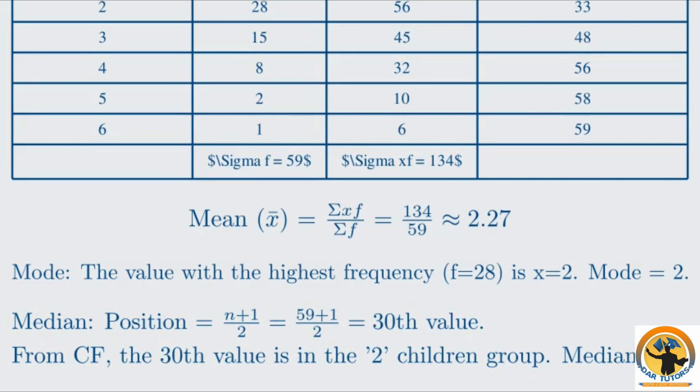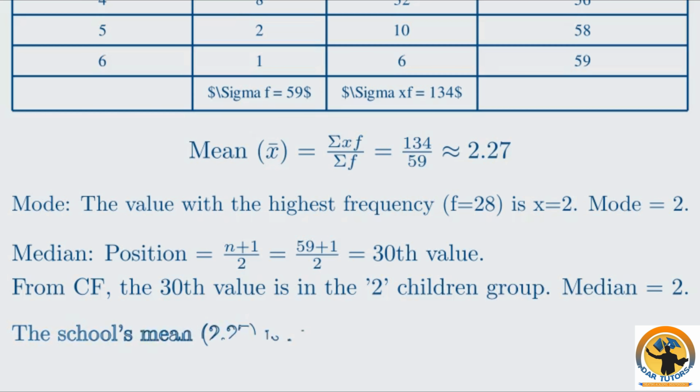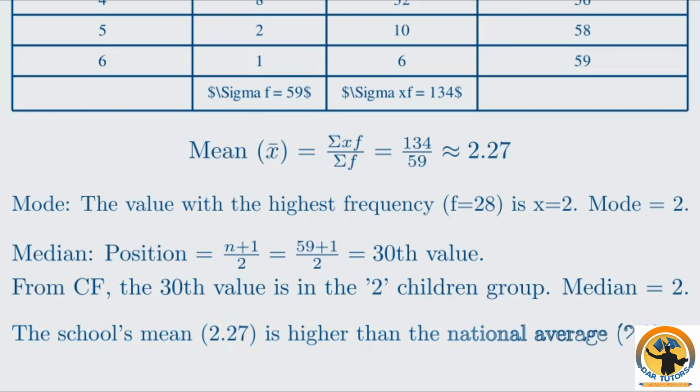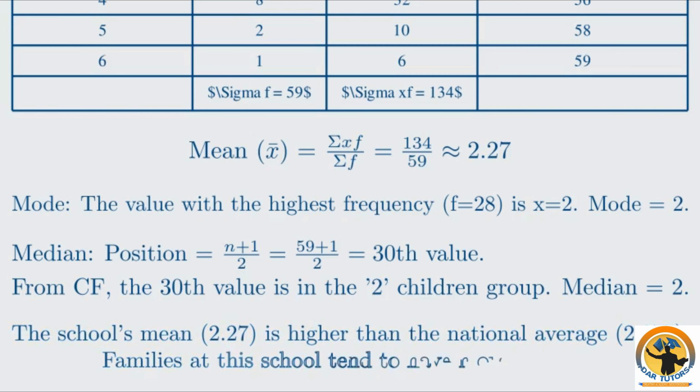The question also asks how this school compares to a national average of 2.075 children. The school's mean is higher at 2.27. This suggests the families at this school tend to have slightly more children than the national average.